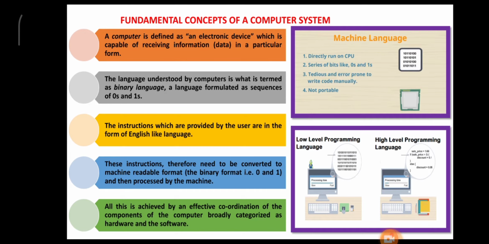Here, the fundamental concepts of a computer. Let me list out point wise. Point number 1. A computer is defined as an electronic device which is capable of receiving information, which is otherwise called as data, in a particular form. Now here, data is nothing but the smallest piece of information.